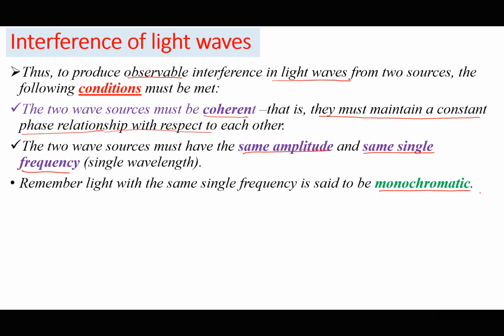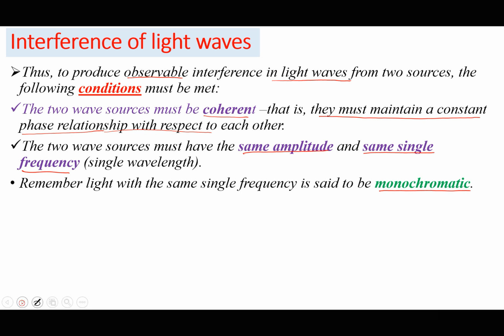So if we want to observe interference patterns, there are two conditions to be satisfied. The waves should be coming from two coherent sources. Coherent sources are perfectly identical. They have the same frequency, same amplitude, and they maintain a constant phase relationship between them. That is what we mean by coherence.